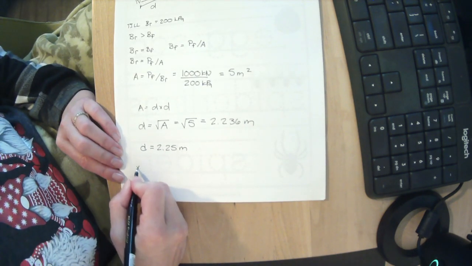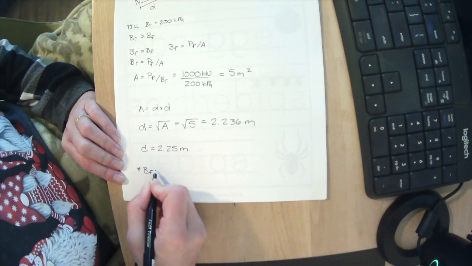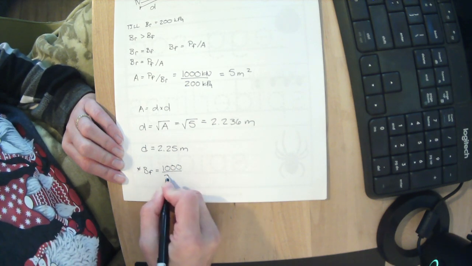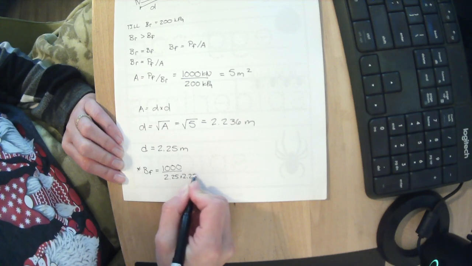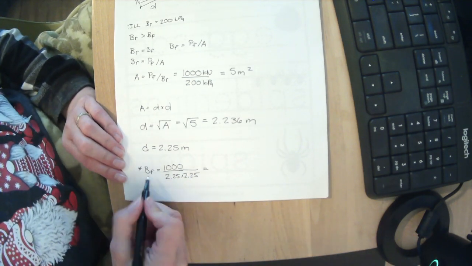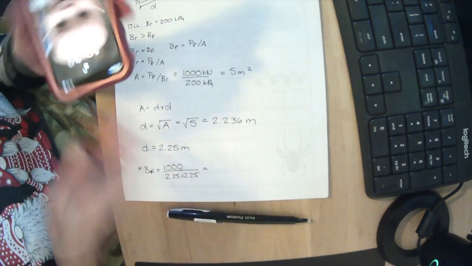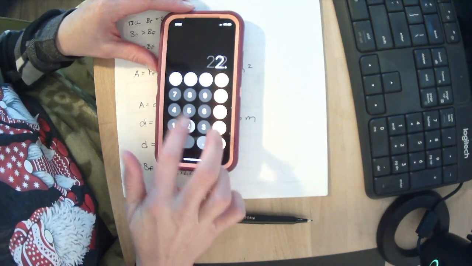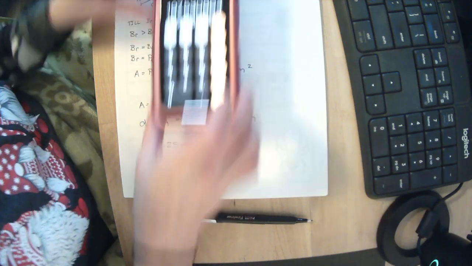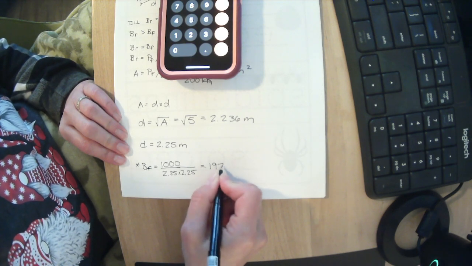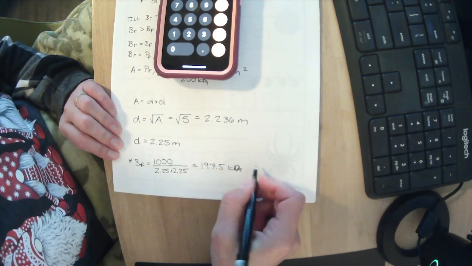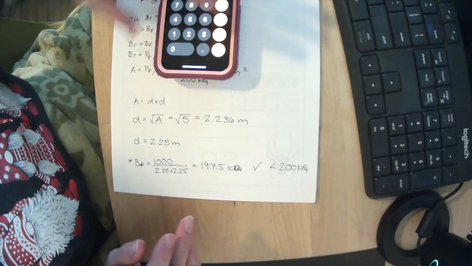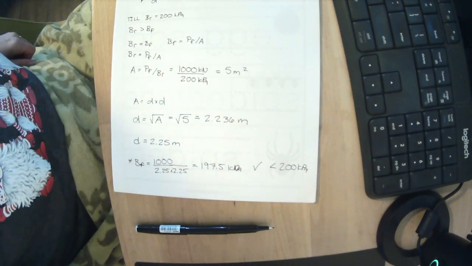Let's just double check that. Let's just see what BF is for a 2.25 meter footing. Let's just make sure that our BF is in fact less than 200 kPa here. So we have 1000 divided by 2.25 divided by 2.25. We have a BF of 197.5 kPa. Yes, it is less than 200 kPa. So it seems like that's a really good footing to use for this condition.